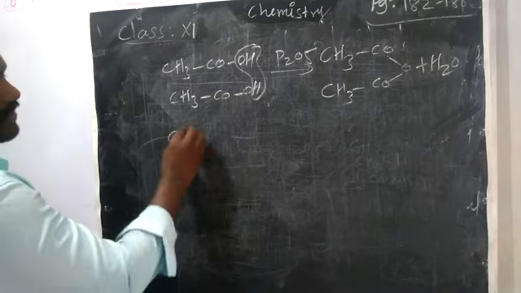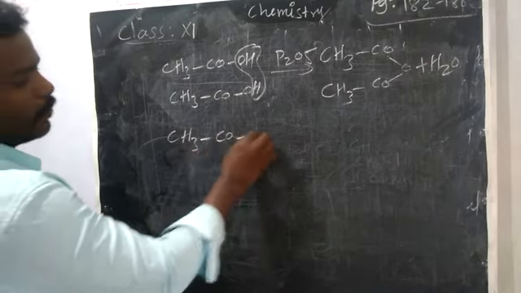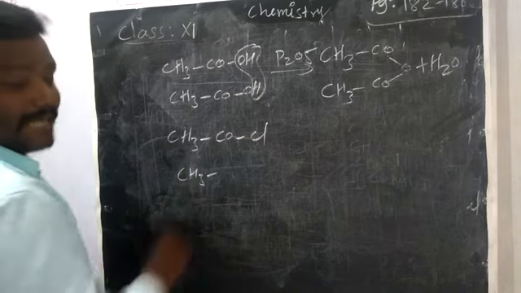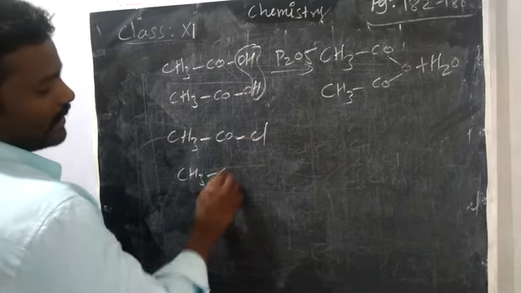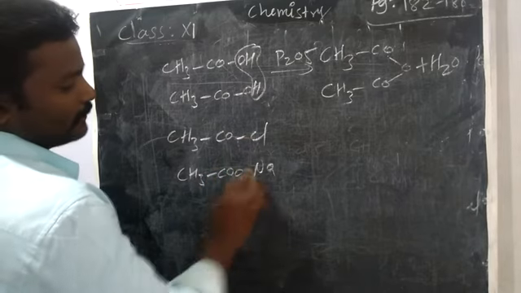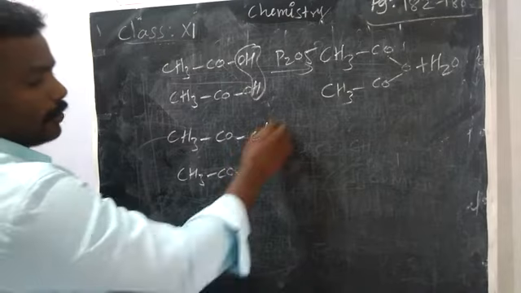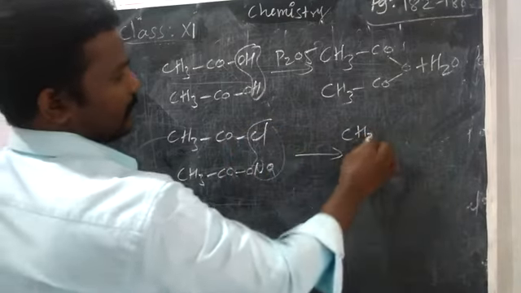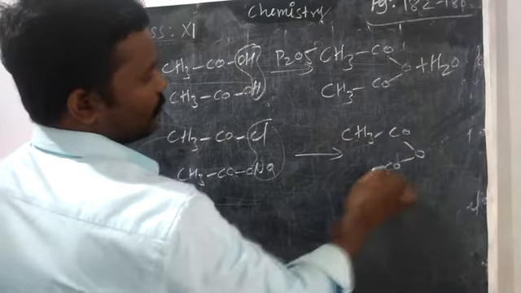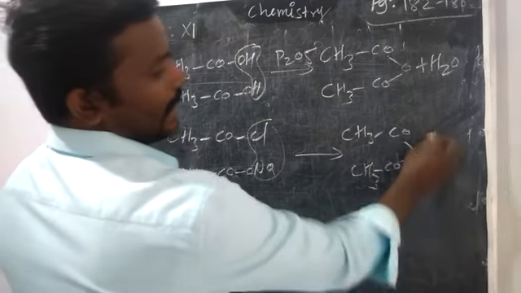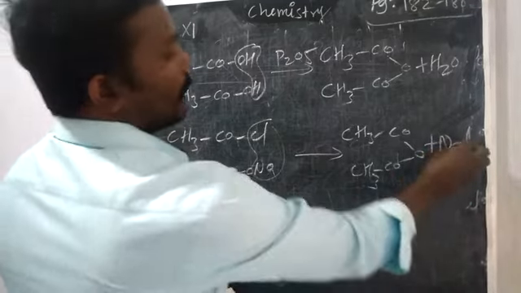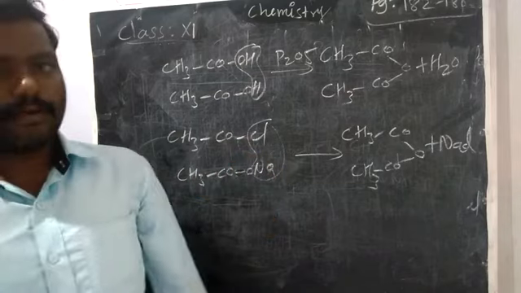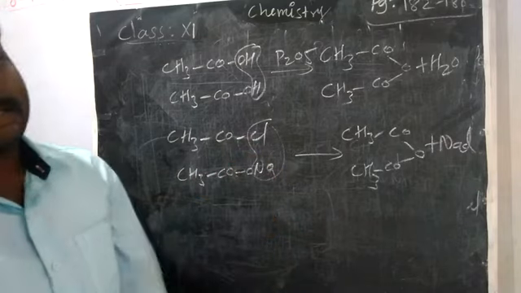Then another preparation of acetic anhydride: acetyl chloride, CH3COCl, with the sodium salt of carboxylic acid, sodium acetate. Remove NaCl and you will get CH3CO-O-COCH3, acetic anhydride, and sodium chloride. These are the 2 preparations we can have for acetic anhydride.